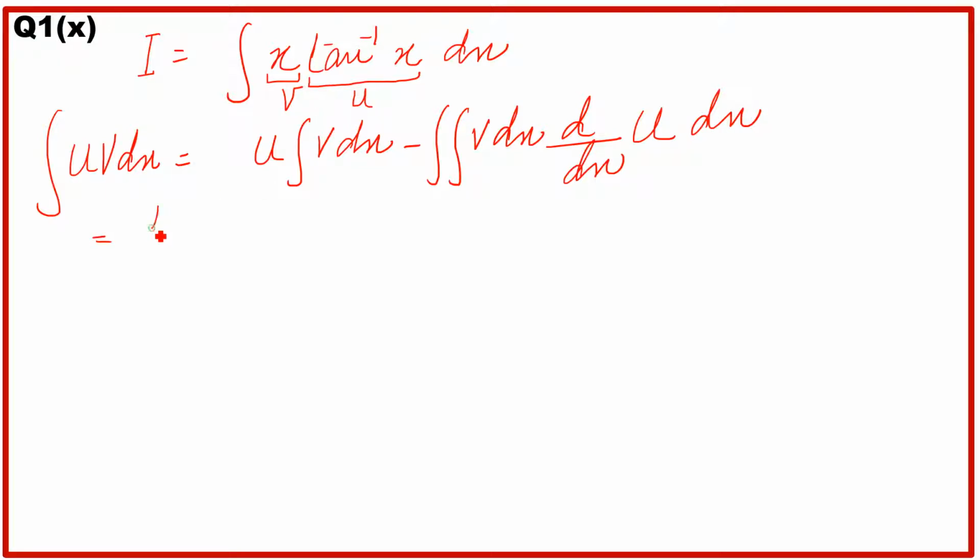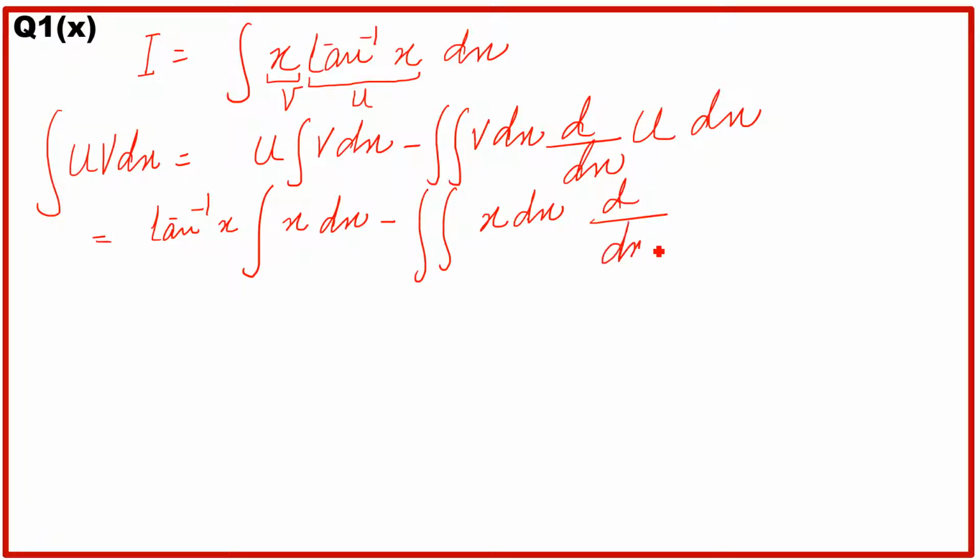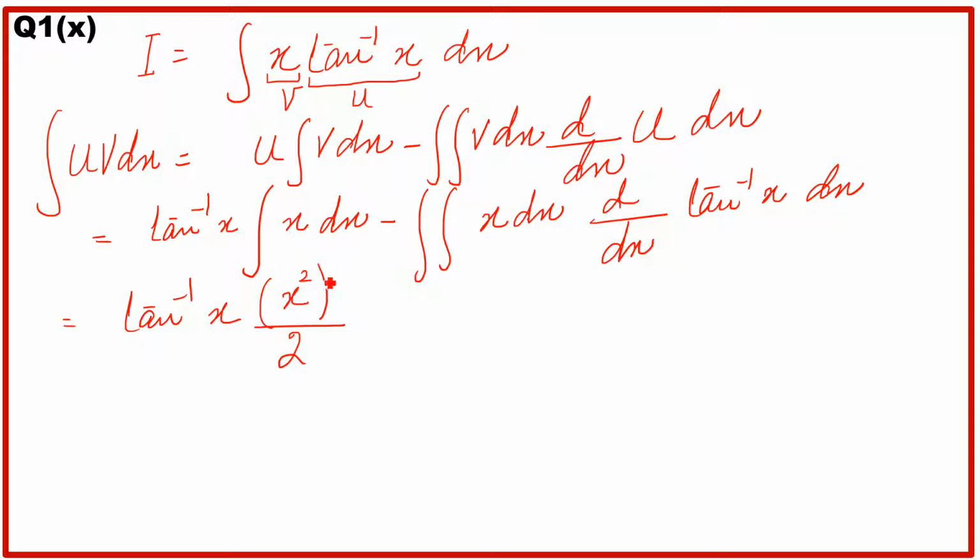So see, first is u, and u is tan inverse x. This is the first function, tan inverse x, times the integral of x dx, minus the integral of the same integral of x dx times d by dx of u, and u is tan inverse x, dx. So see, this tan inverse x will remain the same. For this we will use the power rule, where we add 1 to the power of x. I will do it directly because we have solved too many questions related to the power rule.